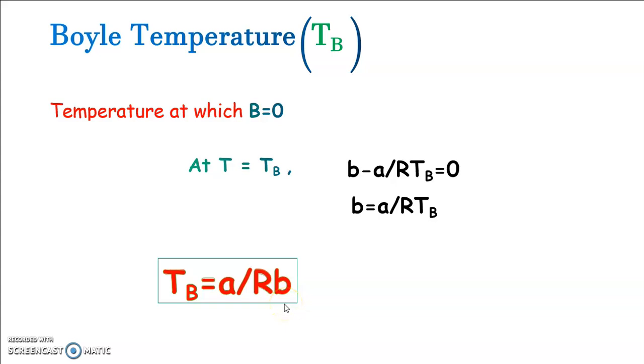This is an important equation which we have derived: the Boyle temperature in terms of van der Waals constants by using the Virial equation of state. By this concept, the Virial equation is very important, and we do not get any expression for Boyle temperature if we don't have a Virial equation.